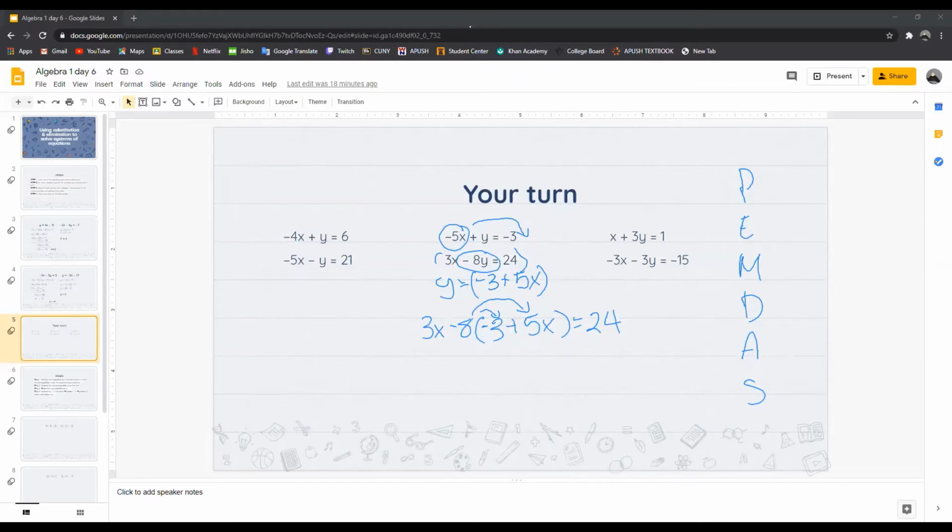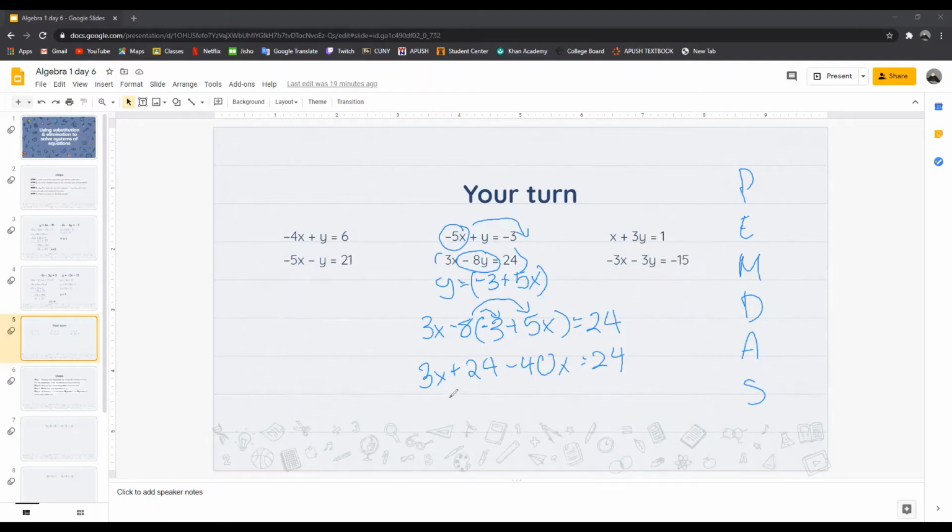Shall we do it together? Yes, I will. So when you multiply 8 with -3, you will get a positive 24. And then you multiply -8 with 5x, and you get a negative 40x equals 24, and bring down the 3x. And now we combine like terms. In this case, it's the negative 40x and positive 3x.